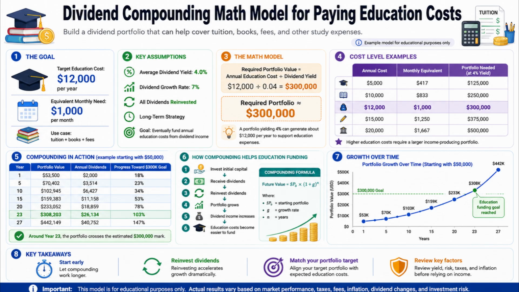First, the investor starts with initial capital. Then, the portfolio receives dividends. After that, the dividends are reinvested. As a result, the portfolio grows, dividend income increases, and education costs become easier to fund over time. The formula behind the growth is future value equals the starting portfolio multiplied by 1 plus the growth rate, raised to the number of years.